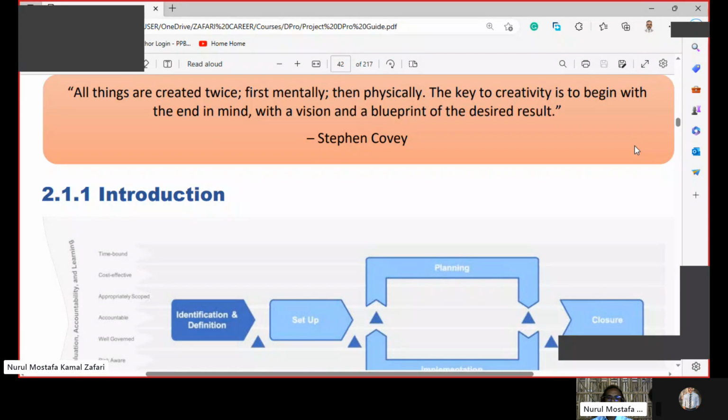There is a famous saying of Stephen Covey: all things are created twice, first mentally, then physically. The key to creativity is to begin with the end in mind, with a vision and a blueprint of the desired result. Stephen Covey.